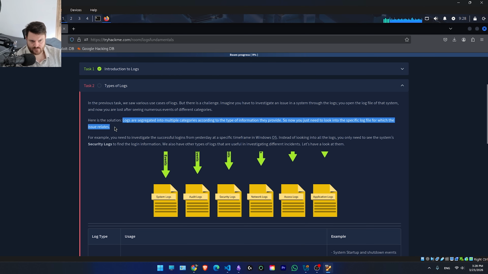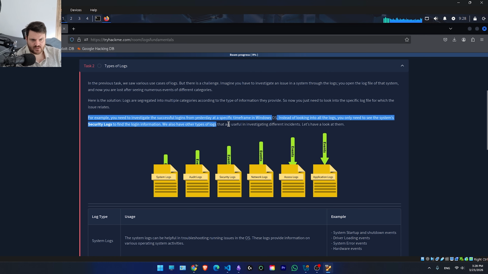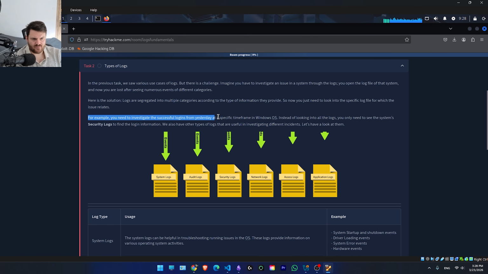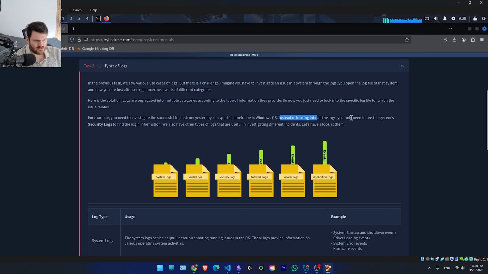Here is the solution. Logs are segregated into multiple categories according to the types of information they provide. So now you just need to look into the specific log file to which the issue relates. For example, you need to investigate a successful login from yesterday at a specific time frame in a Windows operating system. Instead of looking into all the logs, you only need to see the system security logs to find the login information. So we also have other types of logs that are useful in investigating different incidents.